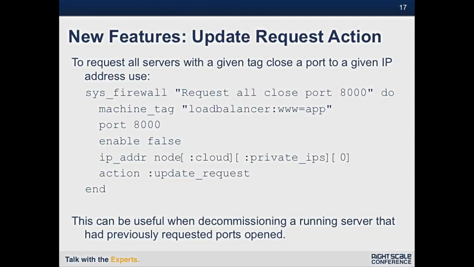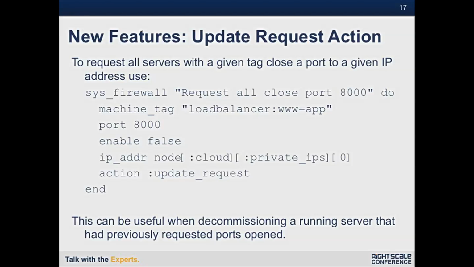So the update request is the converse of the update. You're asking someone else to open their port to you, as you being the server. Reading this one from bottom up, doing the update request, we're passing in our IP address. This is a Chef attribute, which holds the current VM's private IP address. So we're passing our private IP address, and we're saying, close your port 8000. We're telling all of our app servers to close port 8000 to me.